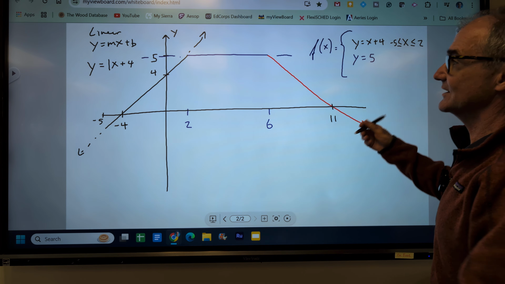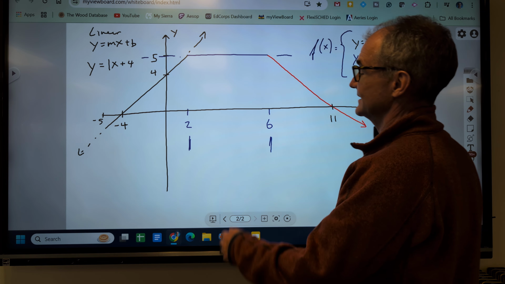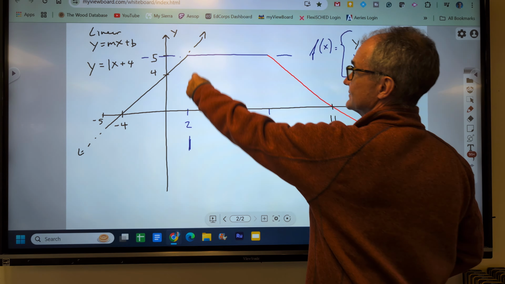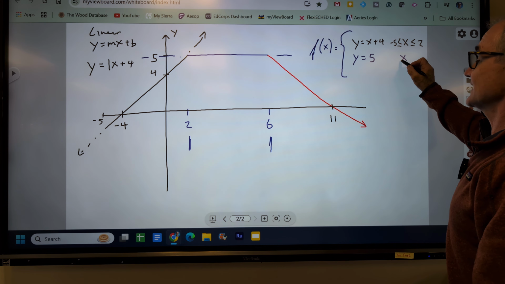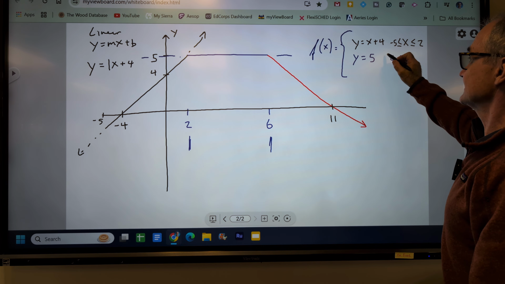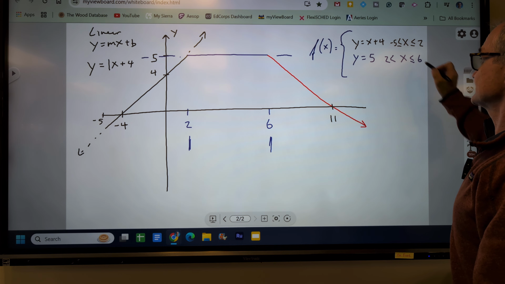I don't want all those values. I only want the values between 2 and 6. And actually, I've already included 2 on the black line. So I'm going to say for values of x that are greater than 2, but less than or equal to 6.